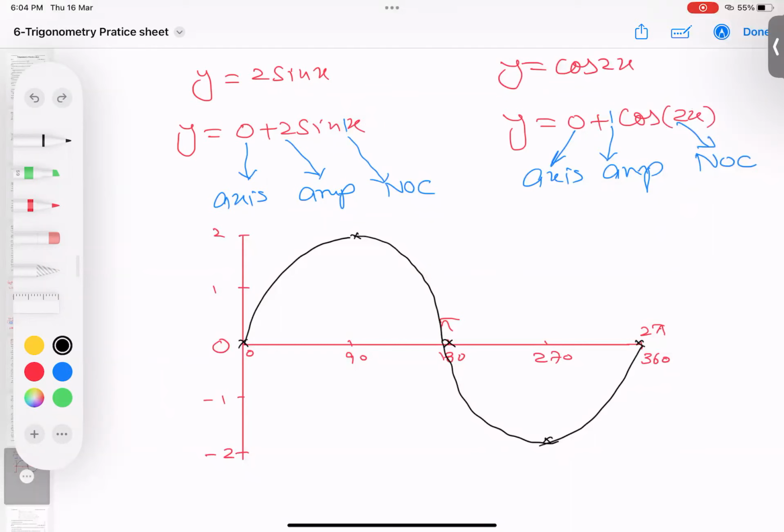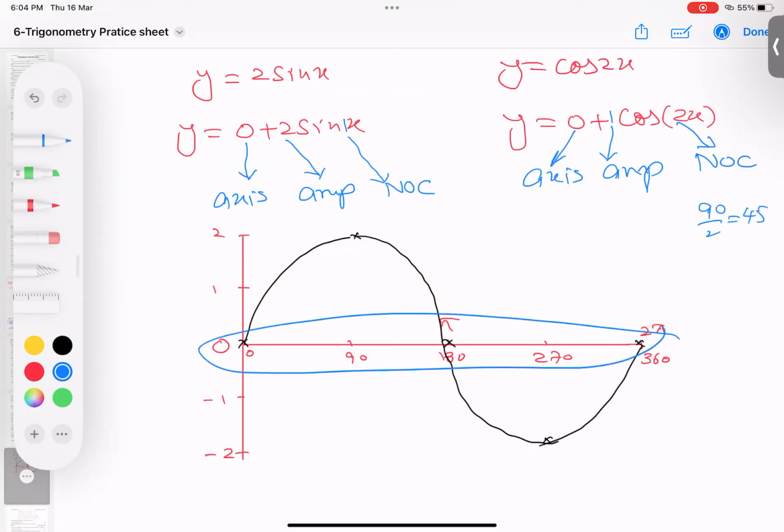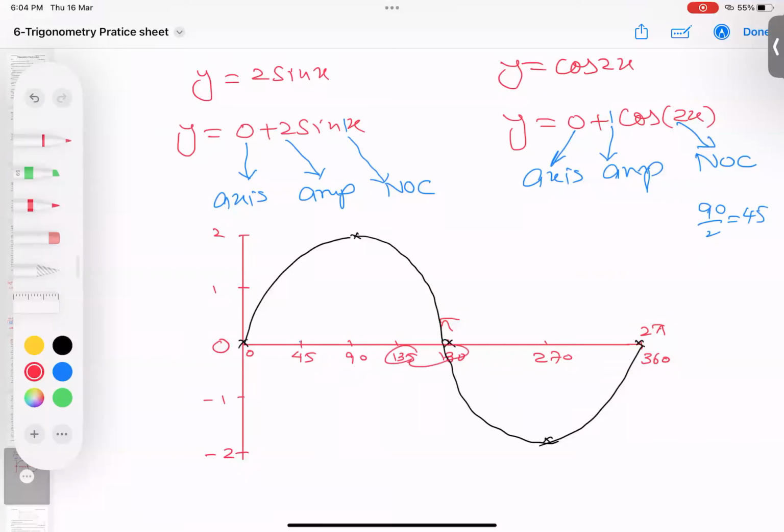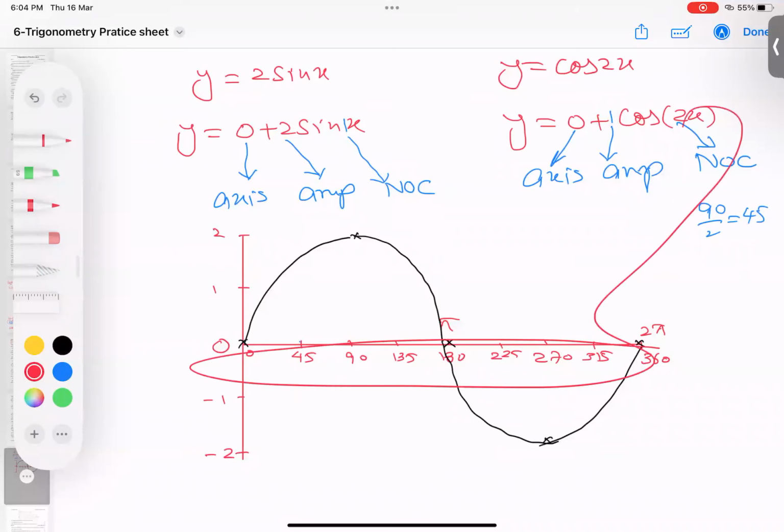So let's start. As we have 2 cycles, and I taught you that 90 divided by 2 gives you a 45 degree gap, I will divide this whole region with a 45 gap. For example, where is 45? 45 is here. Adding 45, I get 90. Again adding 45, I get 135. Again 45, I get 180. Again I get 225. Again I get 270. So now I'll type all these angles one by one.